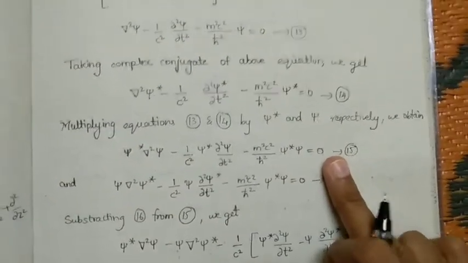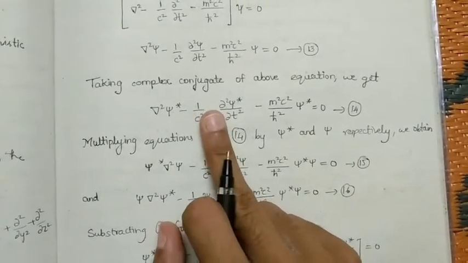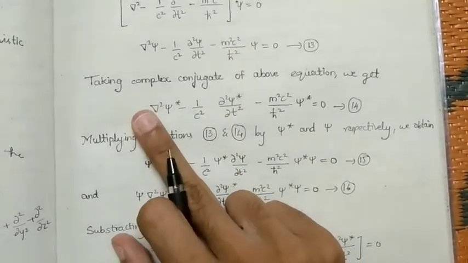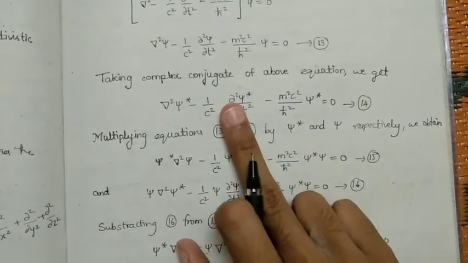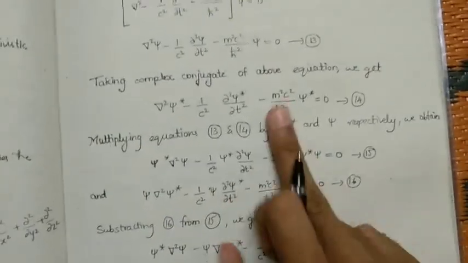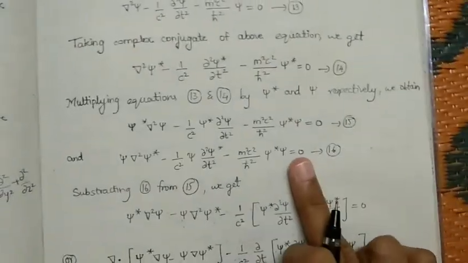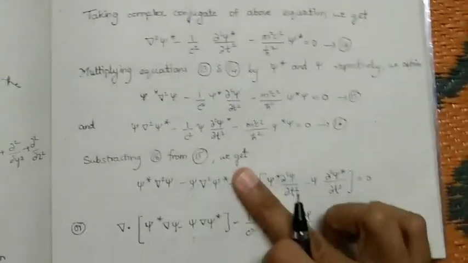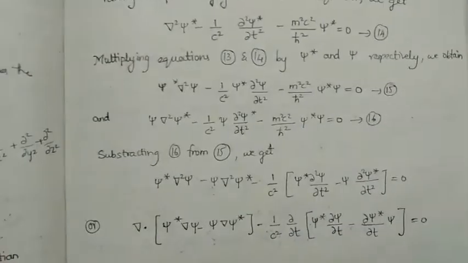0. Now for this 14th equation, xi is not there. So multiplying with xi on both sides, we get xi into del square xi star minus 1 by c square xi into dou square xi star by dou t square, and here also minus m square c square by h cut square xi star into xi equals 0. Whether it is xi into xi star or xi star into xi, both of them are the same.